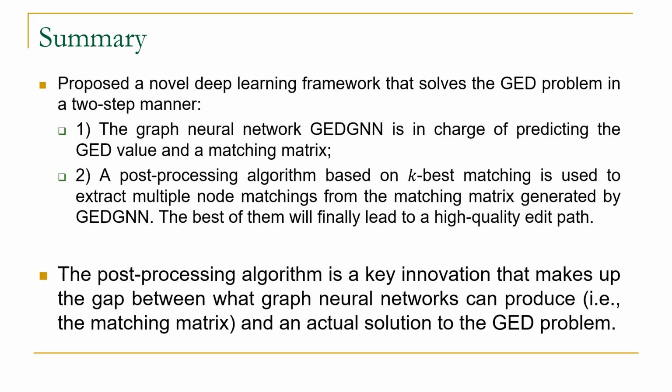In this paper, we propose a novel deep learning framework that solves the GD problem in a 2-step manner. First, the graph neural network is in charge of predicting the GD value and the matching matrix. Second, a post-processing algorithm based on k-best matching is used to extract multiple node matchings from the matching matrix generated by our model. The best of them will finally lead to a high-quality edit path. The post-processing algorithm is a key innovation that makes up the gap between what graph neural networks can produce and an actual solution to the GD problem.